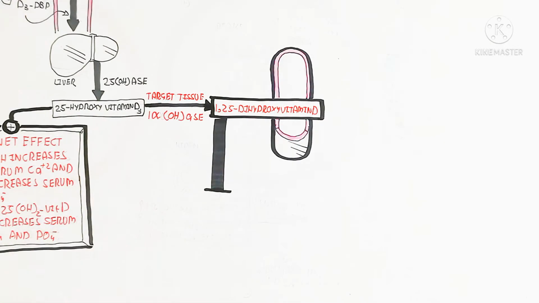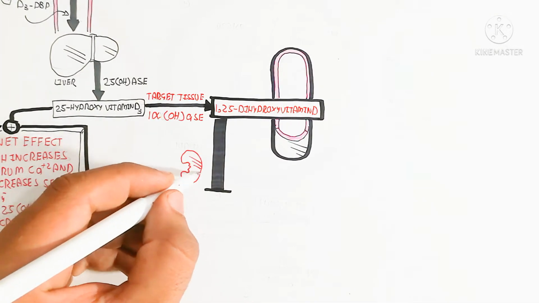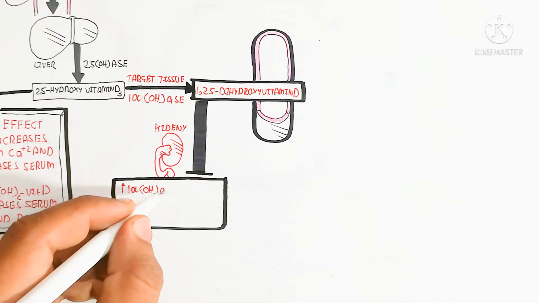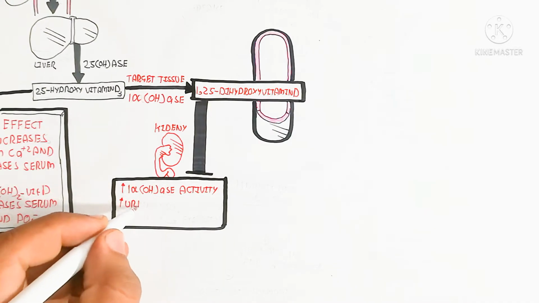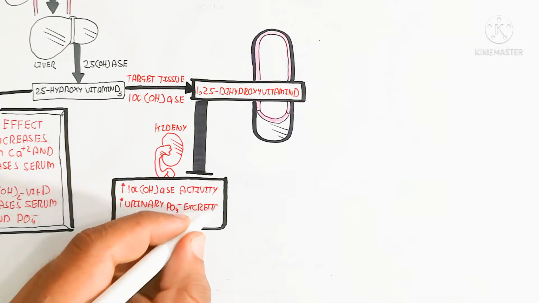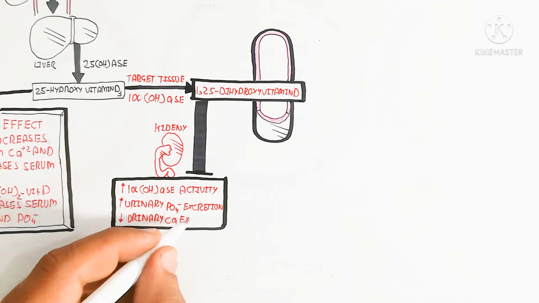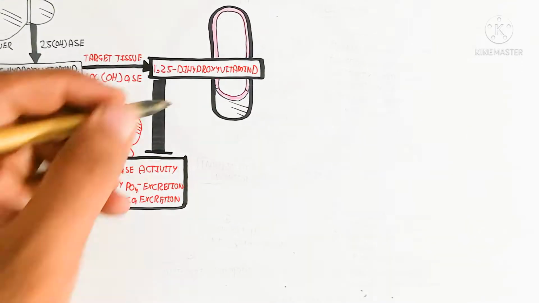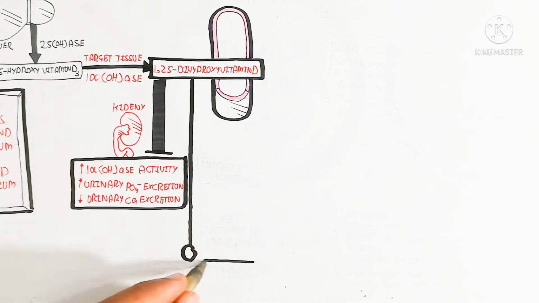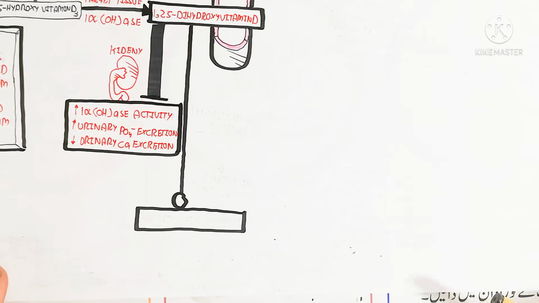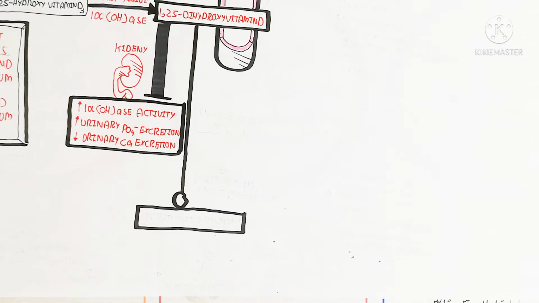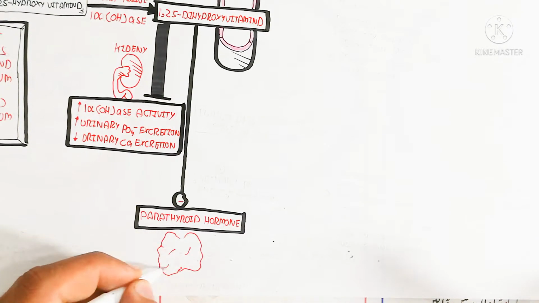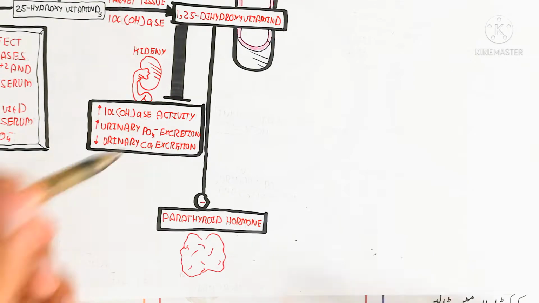Here you can see that 1,25-dihydroxy vitamin D3 acts on the kidney urinary system through increased 1-alpha-hydroxylase enzyme activity, increasing phosphate excretion and decreasing urinary calcium excretion. On the other hand, phosphate excretion is also decreased. But there is inhibition: when 1,25-dihydroxy vitamin D3 increases, it inhibits parathyroid hormone production.